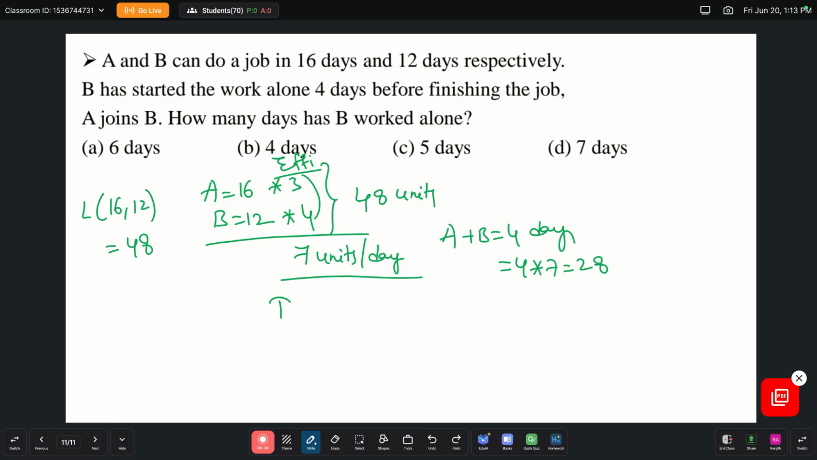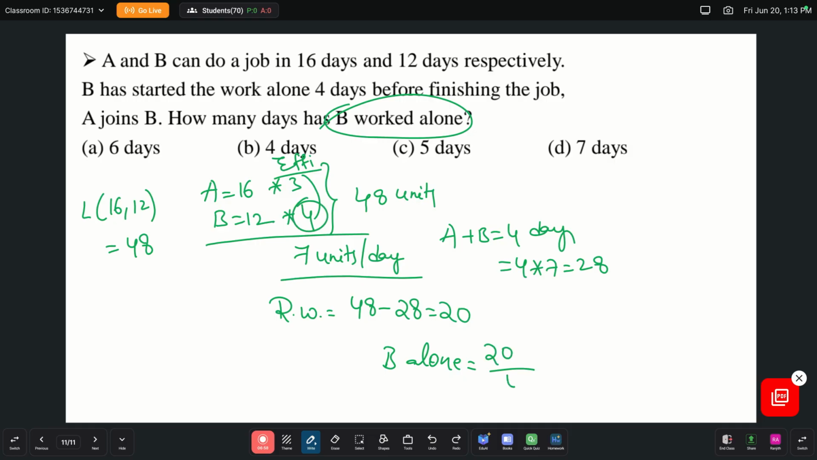And the remaining work, whatever the remaining work is, is completed by B alone. So what is the remaining work? 48 minus 28 equals 20. So B alone: the remaining work is 20, the efficiency of B equals 4, 20 by 4 equals 5 days.